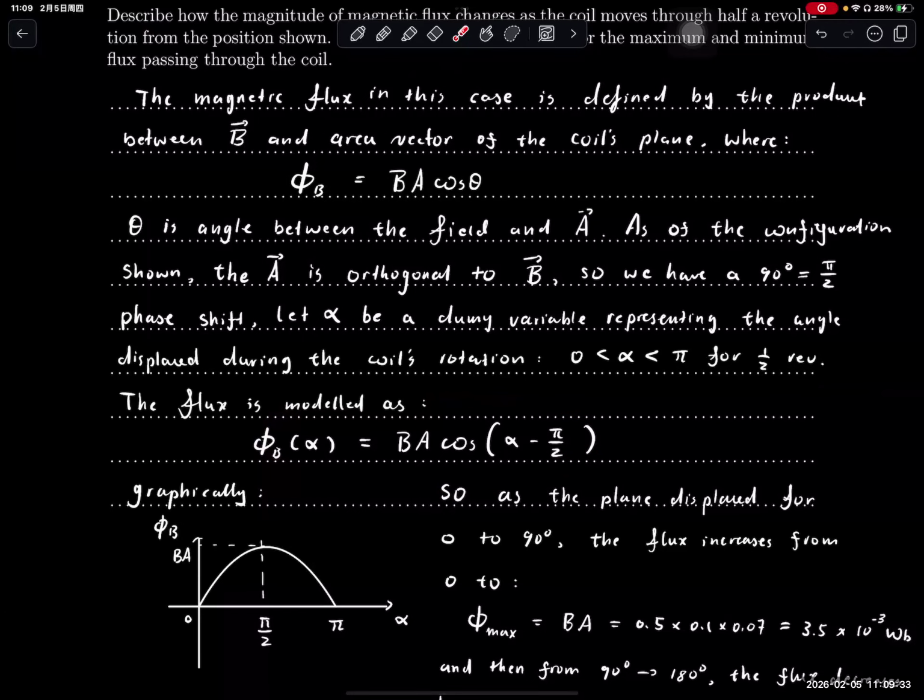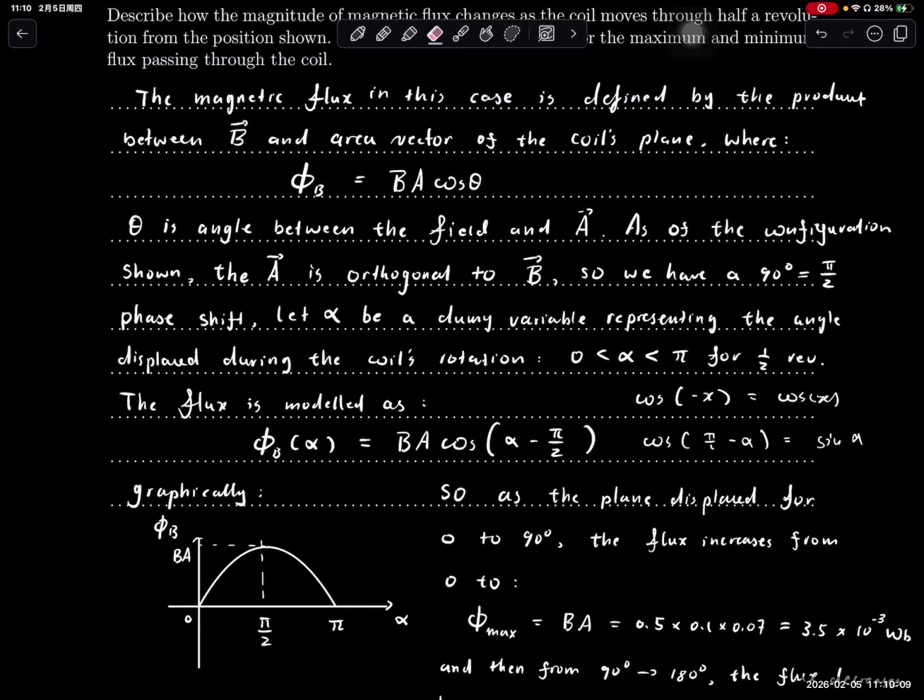Remember, cosine of alpha minus pi over 2 is equivalent to cosine of pi over 2 minus alpha, because cosine is an even function. Remember that, and then that is also equal to sine of alpha. I'll elaborate again: cosine of negative x equals cosine of x due to its even function property. And then cosine of pi over 2 minus alpha is equal to sine of alpha. This is a trig property you should know.